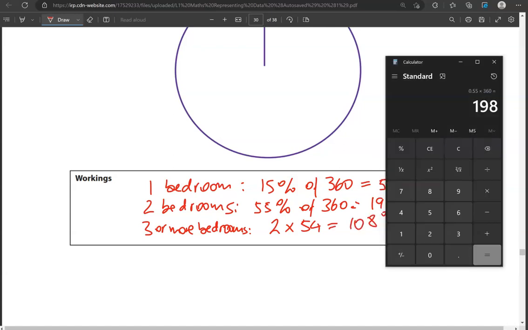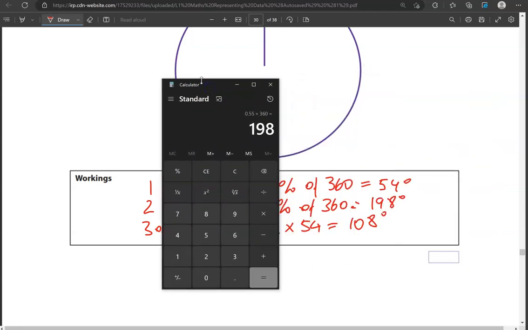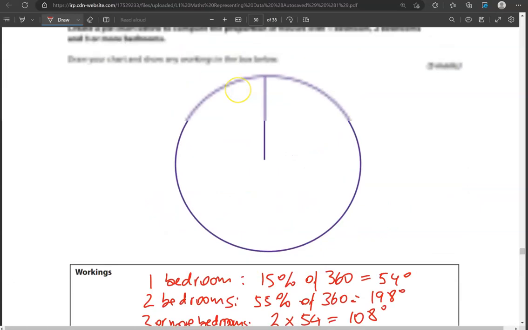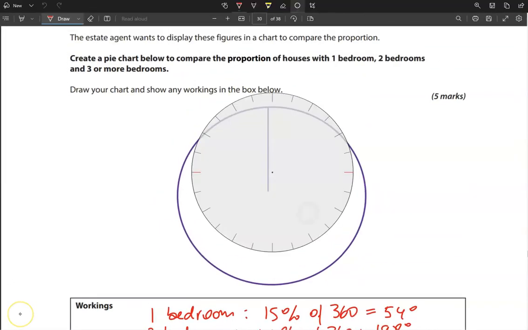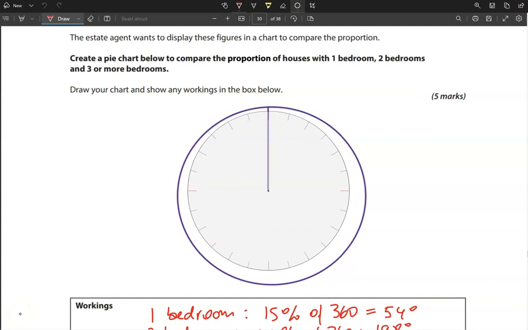Let's double check. Do these add up to 360? So 198 add 108 add 54 gives us 360. So we've done this correctly. Now we're ready to draw the pie chart. So we'll start with the 54 degrees for 1 bedroom.